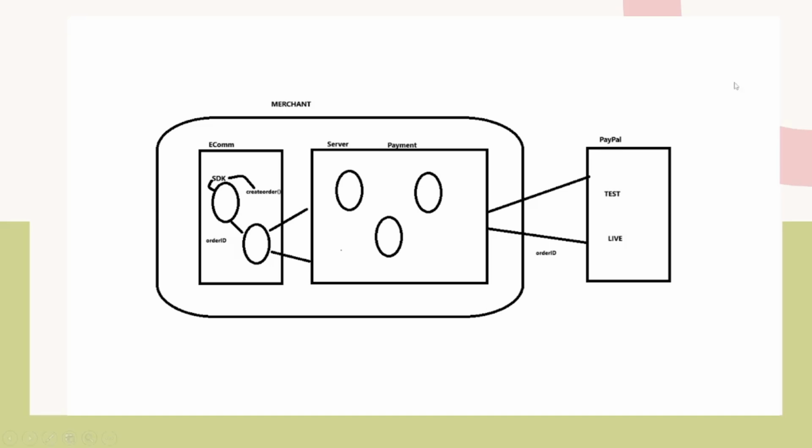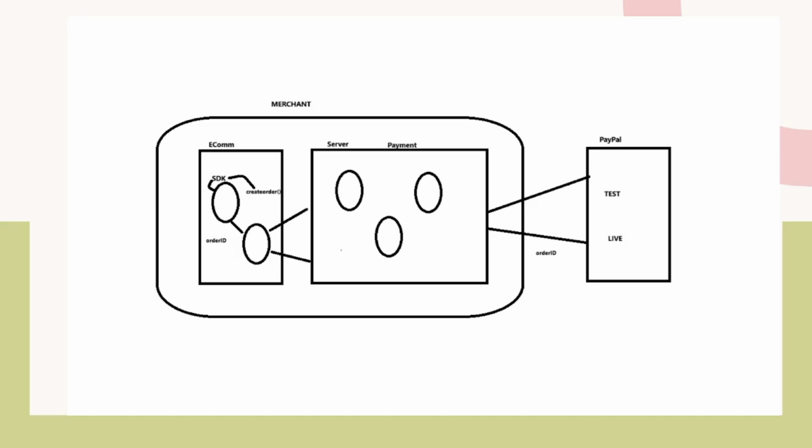In the test environment, there is no money involved, as it is used by developers to check and test the system with the help of PayPal. As for live, it is where real money is involved. In the live environment, PayPal processes the payments and returns a confirmation or error status to the merchant server, completing the transaction process.